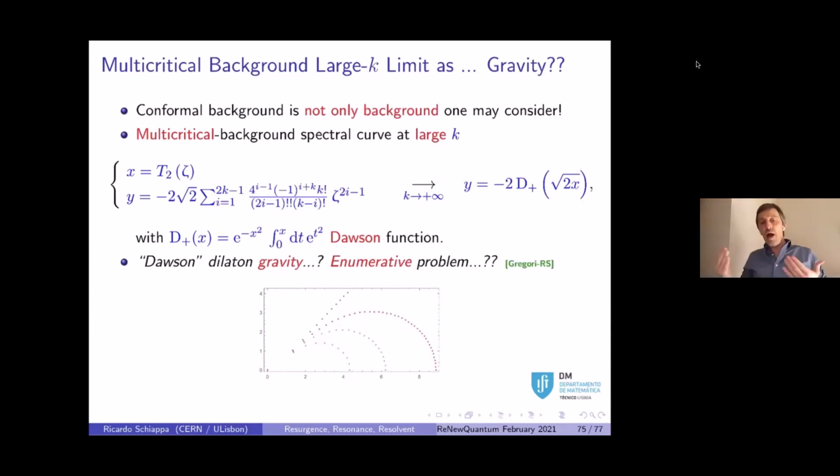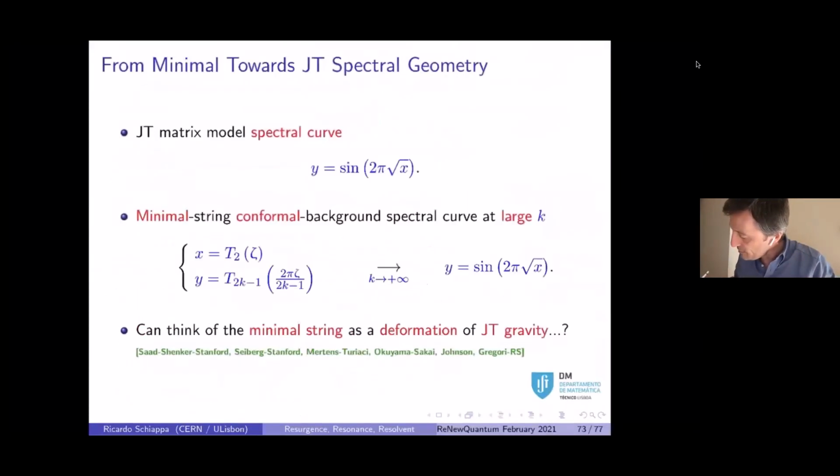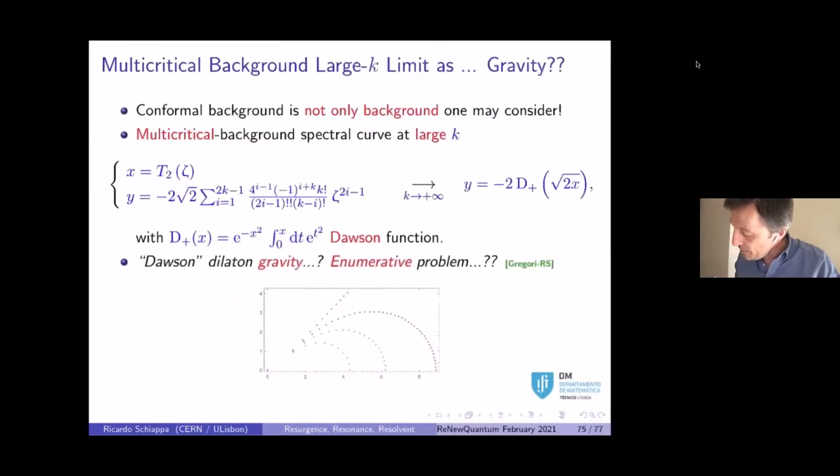And so you could ask yourself whether, in the same way that in the previous case this curve was associated to JT gravity, this other curve is associated to some sort of Dawson, quote unquote, dilaton gravity. And whether there's an enumerative problem as well. I mean, again, JT gravity builds upon the Weil-Petersson volumes. And you could ask, well, does Dawson gravity build upon some other enumerative problem?